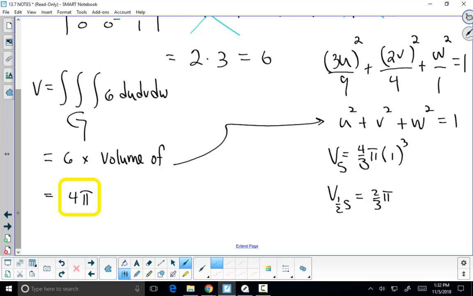What would phi go from for a sphere? Or for a hemisphere, I should say. If we were doing the whole sphere, it would go 0 to pi, but if we were doing just that hemisphere, it would go 0 to pi over 2. And then theta would go 0 to 2 pi.